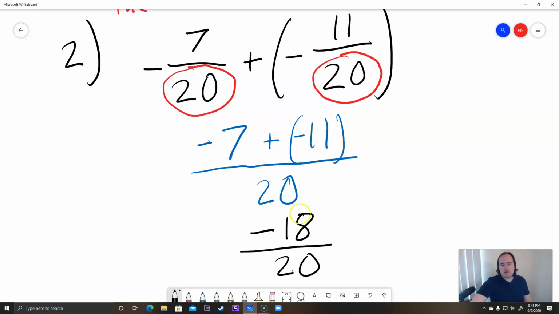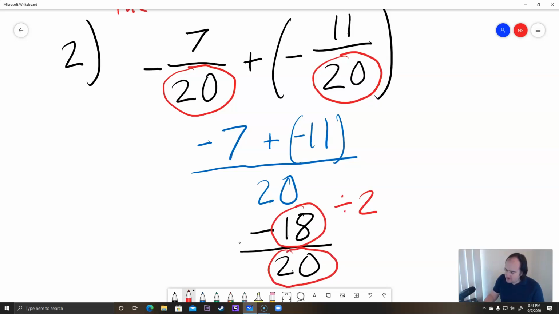So for this problem, this fraction is not in lowest terms, which means we need to divide the top and the bottom by any common factors. So if you think about 18 is 9 times 2, and 20 is 10 times 2. Okay? So we can divide the top and the bottom by 2. So that's a common factor there. So we'll go ahead and divide the top and the bottom by 2 to simplify the fraction.